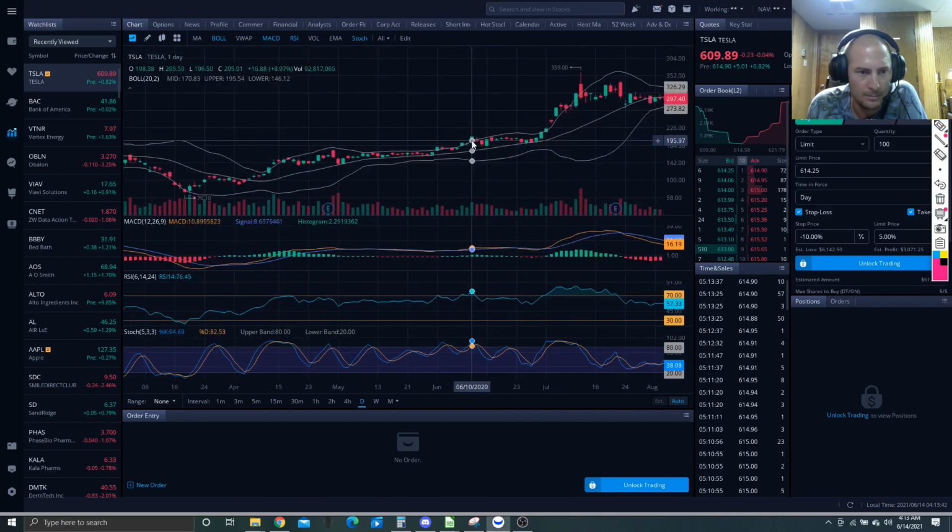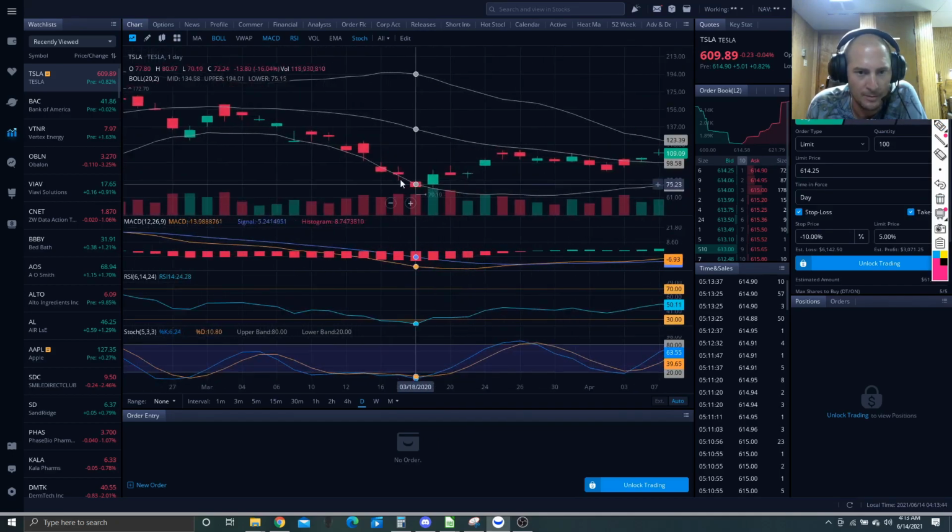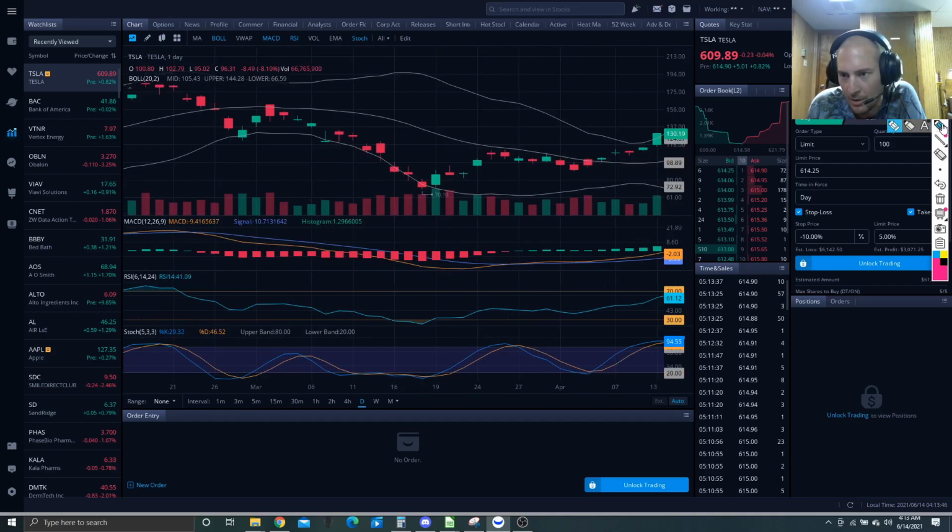All right. So here's one. This is a long setup. Price closes outside of the bottom band. You're showing some bullish reversals here. You get a confirmation candle. RSI is moving up. Stochastic's moving up. You can get to 2 times risk before you get to your upper band. Right?